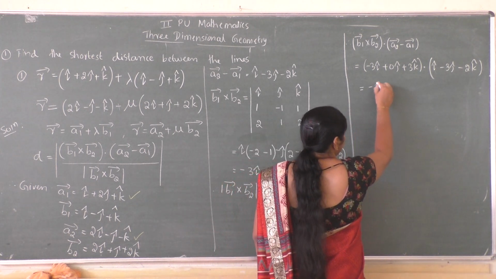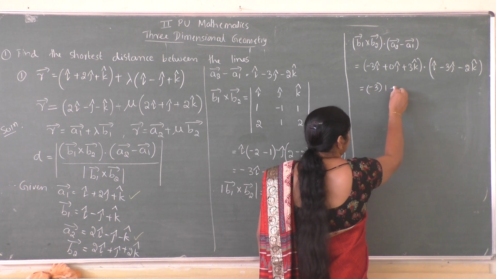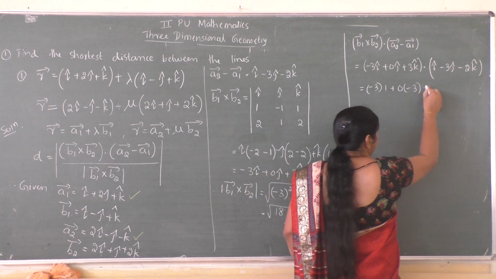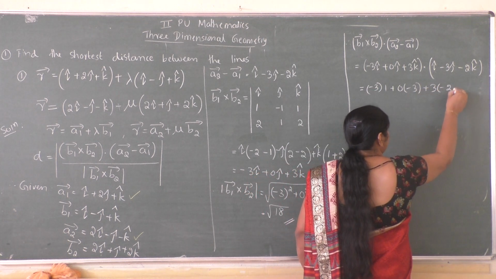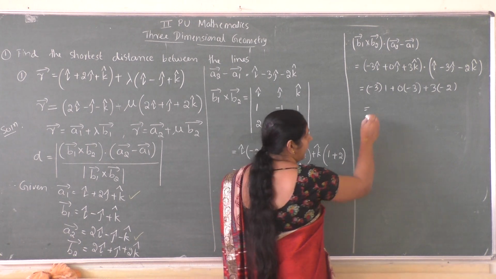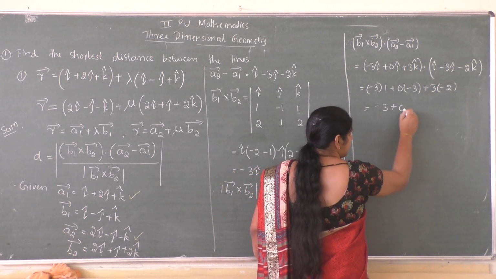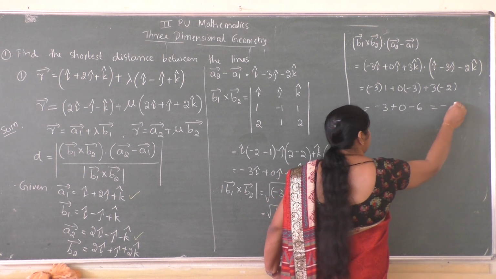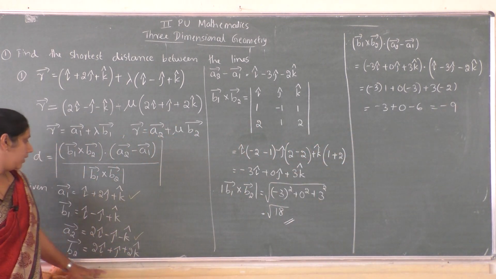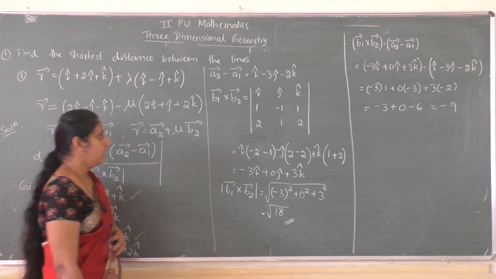Minus 3 into 1 plus 0 into minus 3 plus 3 into minus 2. How much? It is minus 3 plus 0 minus 6, that is minus 9. So once you have got all the values, you can substitute in the formula.